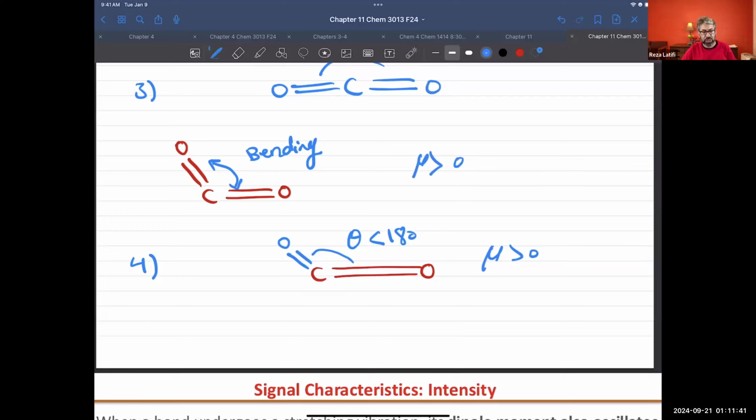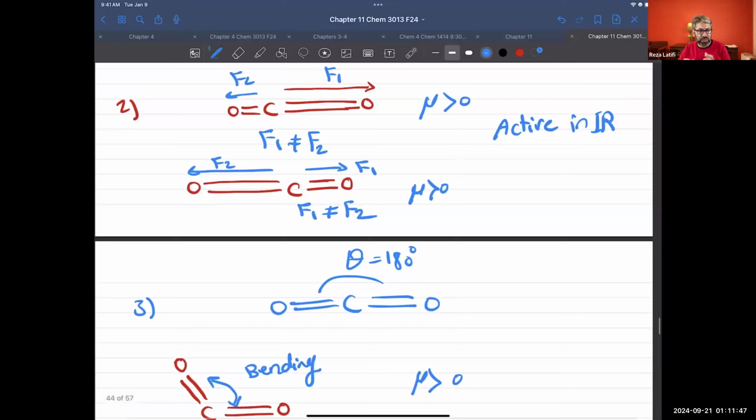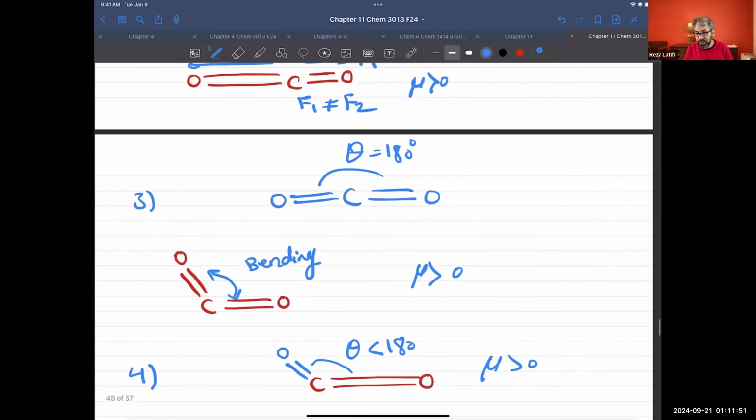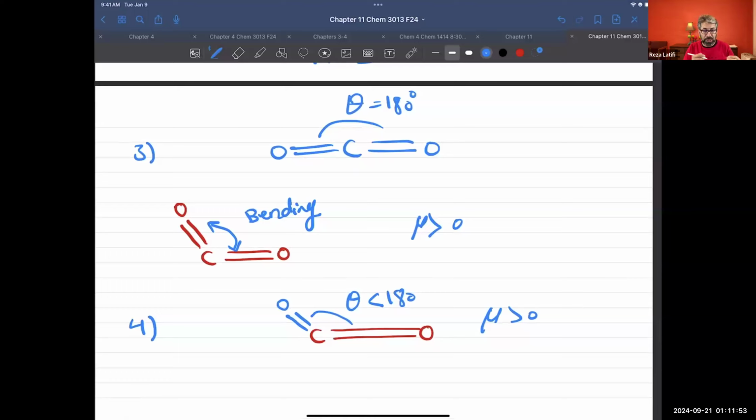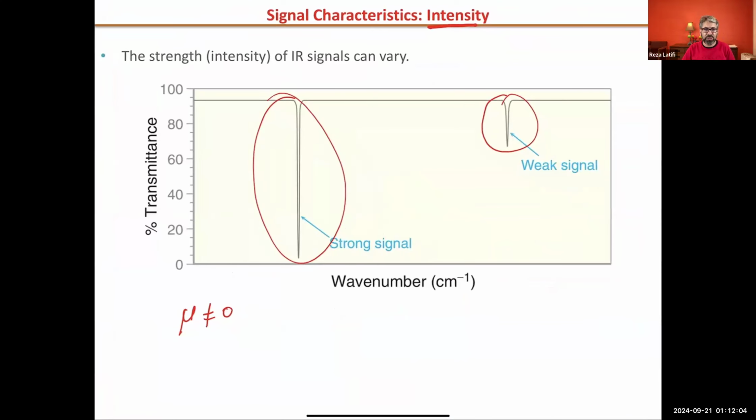Mu will be bigger than 0, and they will be active in IR. So you can have asymmetry called stretch, or you can have bending, or bending and stretching at the same time, and that's going to give you a signal in IR. Okay, so now let's go back to our slide.